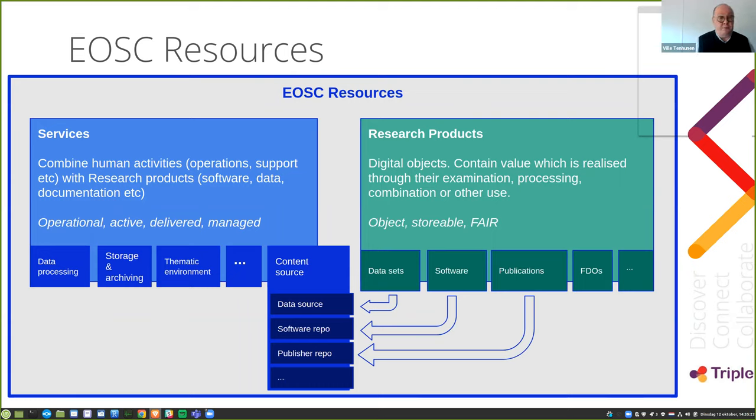There are these resources, how they are implemented, and there are data sets, software, publications, FAIR digital objects, and so on, and they are basically research products, and they are storable. And then in the EOSC part, there are services which are possible to use for these products and assets and objects.